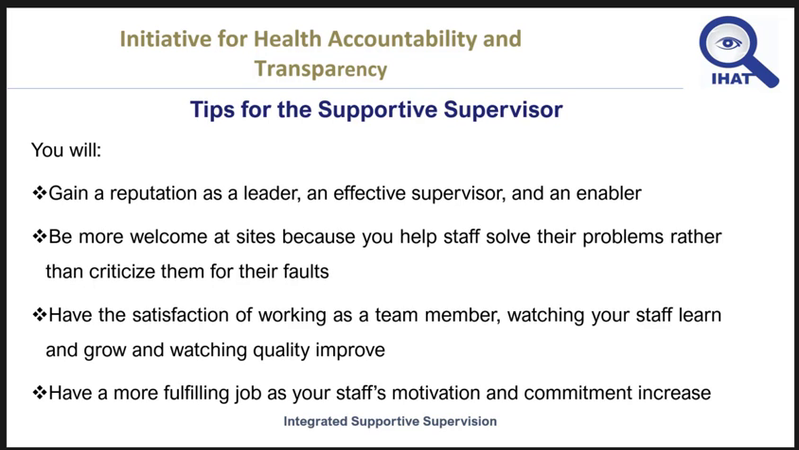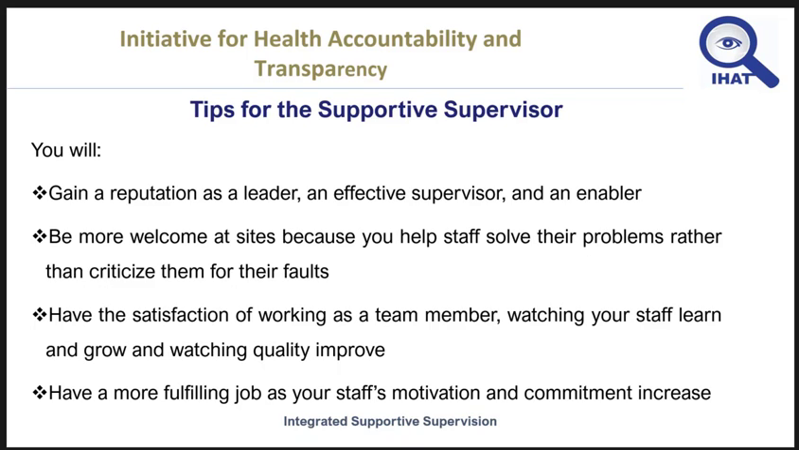Here are a few tips for a supportive supervisor, what you should know and what you might gain from being a supportive supervisor. You will gain a reputation as a leader, an effective supervisor, and an enabler. You will also be more welcome at sites because you help staff solve their problems rather than criticize them for their faults.